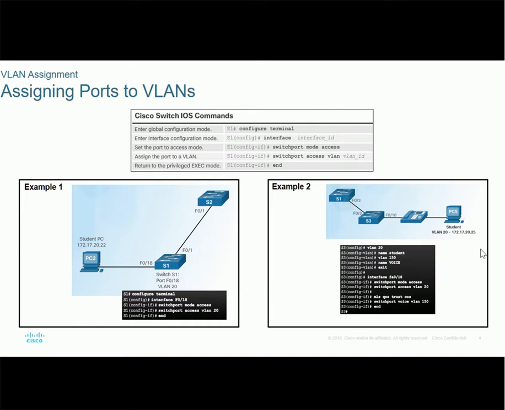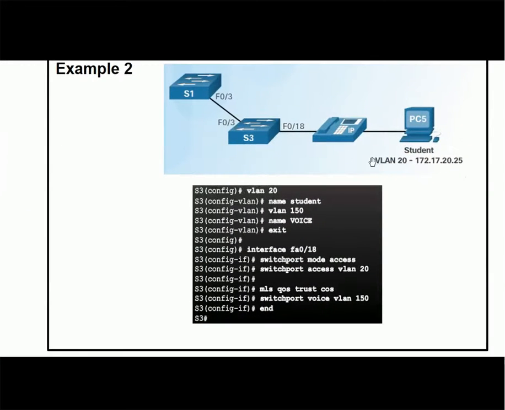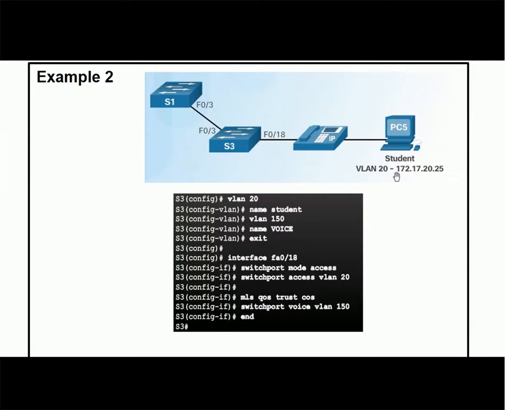Now look at example number 2. If I can just zoom a bit closer. In example number 2, you can see that we have switch 1, switch 3, we have PC5, and then we have an IP phone. Remember that here we now have two different types of traffic. We have voice traffic as well as data.